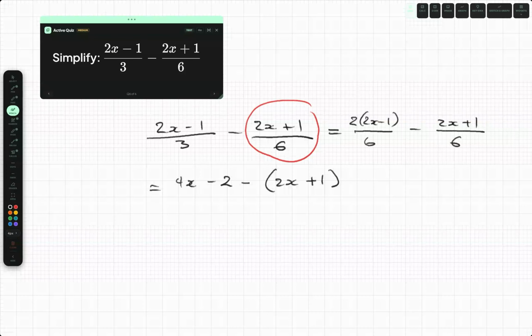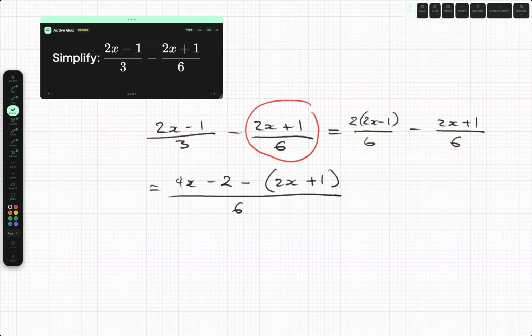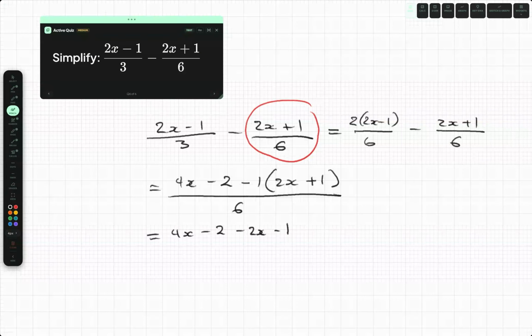If you're not getting it, I encourage you to keep doing it. Right? It's a little bit of extra writing, but if you really aren't following without doing it, then you should totally draw all these things in. Minus 1 times 2x is negative 2x, and minus 1 times 1 is minus 1 all over 6.